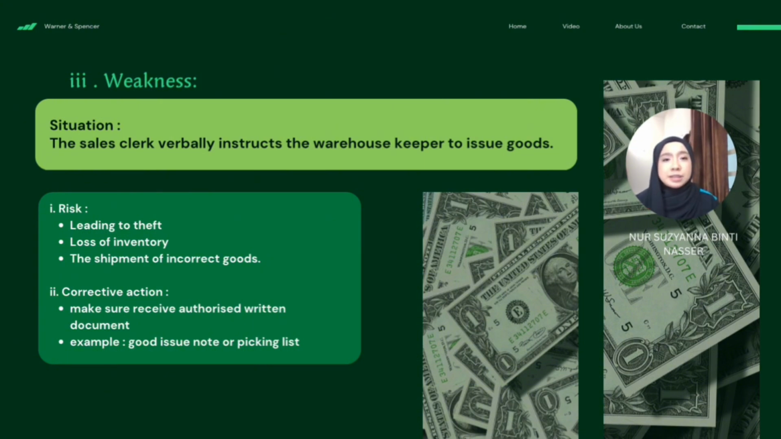To overcome this weakness, the warehouse should only issue goods after receiving an authorized written document, such as goods issued notes or a picking list. This ensures that all goods are properly authorized before being released and helps reduce errors and fraud.